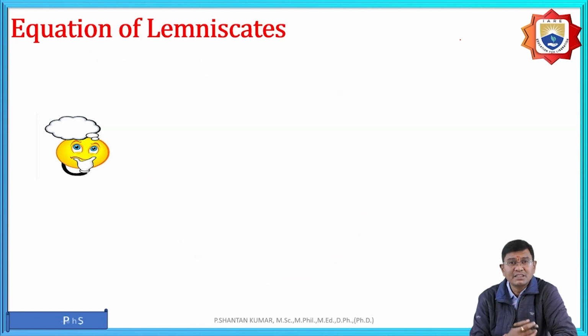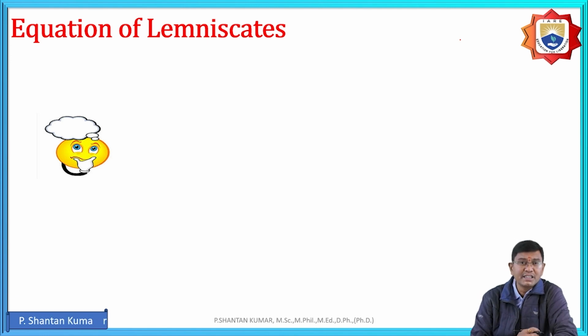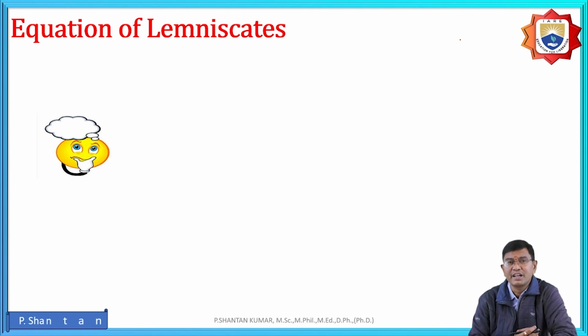And next, the last structure, where we also need to remember the condition, is the lemniscate. The lemniscate is the one we need to remember as an infinity shape, related to alpha or infinity, that is the terminology.